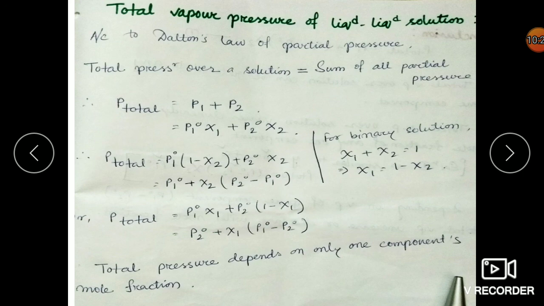So what you get here is, we have seen that P total depends on only one component's mole fraction, either x2 or x1. You can actually express it in terms of only one component. So total pressure depends on only one component's mole fraction, so that we can conclude from this derivation.